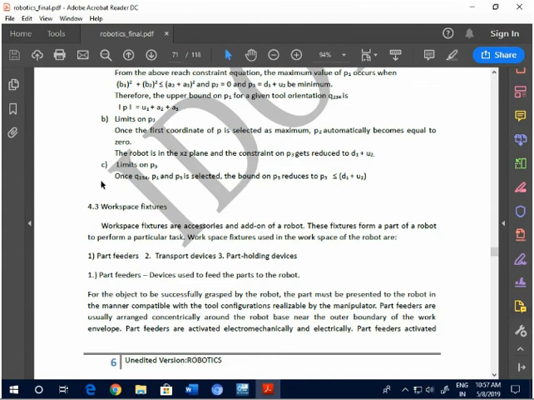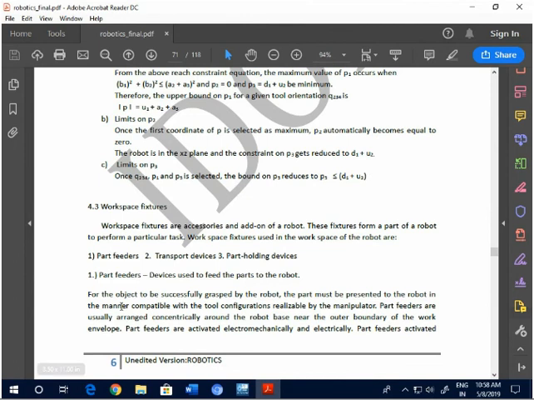Therefore, the robot is in the XZ plane, and the constraint P3 gets reduced to distance D1 plus U2. Limits on P3: Now, Q23 is what? The tool pitch angle will be dependent on P1 and P3 selected. Bound on P3 reduces to P3 should be D1 plus U2.